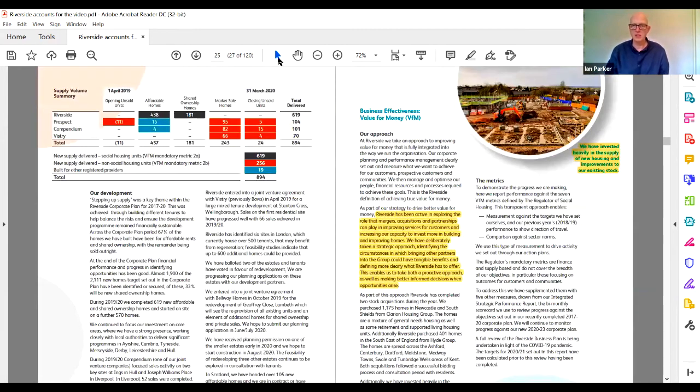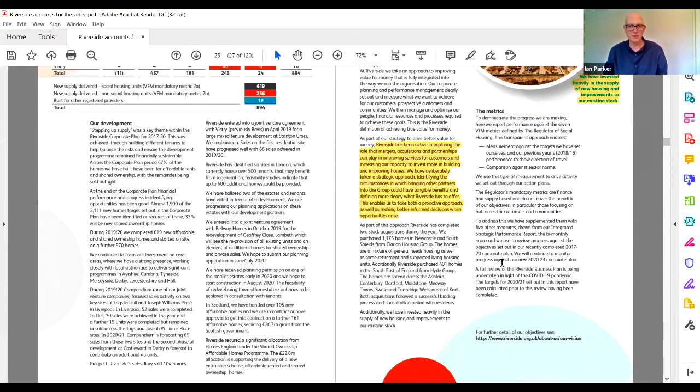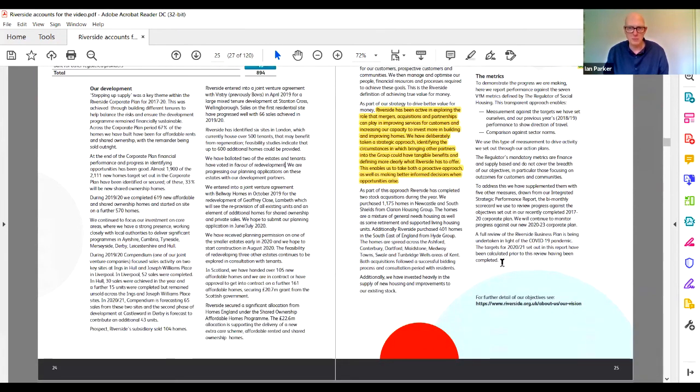As an employee and a potential employee, one of the issues you want to know about at the moment is, is this organisation going to merge? Very upfront about it here. They're saying that Riverside has been active in exploring the role that mergers, acquisitions and partnerships can play in improving services for customers and increasing the capacity to invest more in building and managing homes.